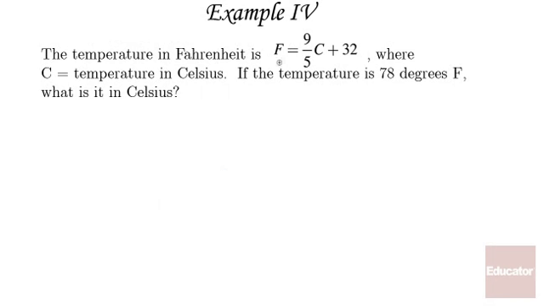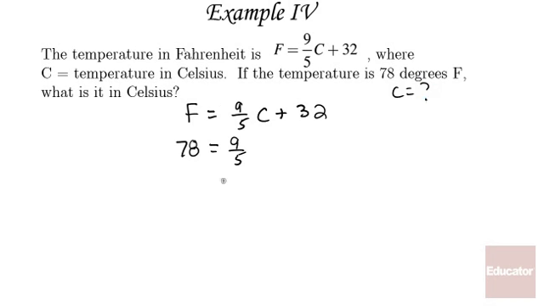The temperature in Fahrenheit is F equals 9/5 C plus 32, where C is the temperature in Celsius. If the temperature is 78 degrees Fahrenheit, what is it in Celsius? Rewriting the formula and substituting in what's given. What's given is that the temperature in Fahrenheit is 78, and I'm looking for Celsius. So I always keep in mind what I'm looking for, what's my goal. And that is plus 32. So my goal here is going to be to solve for C, to isolate that.